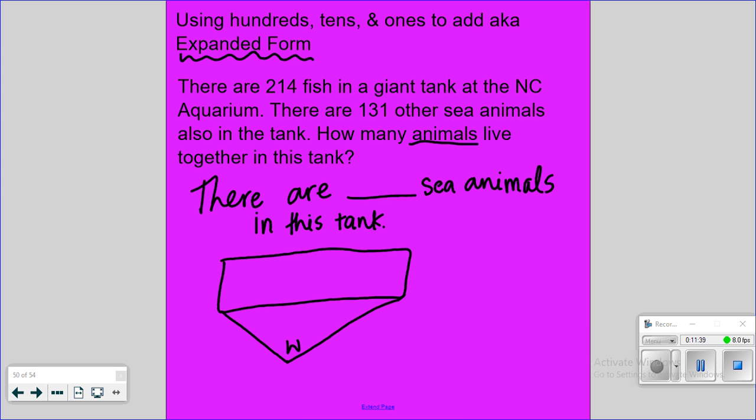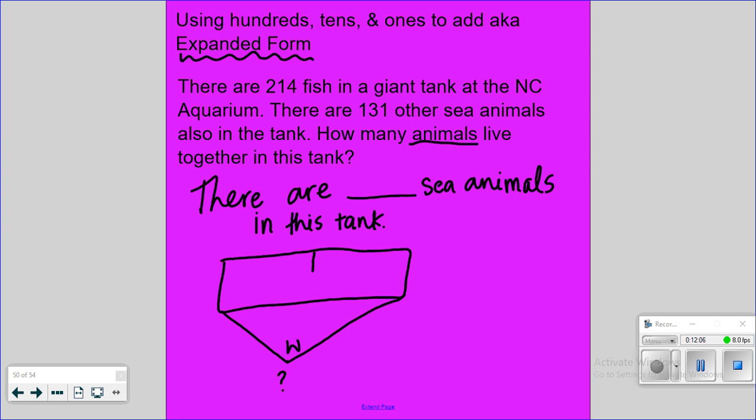Do I know the total number of sea animals in the tank? No, not yet. It doesn't tell me yet. But Bladen, I do know some things. What are some things that I know? What's one thing that I know, Bladen? That they're individuals. Sure. How many individuals am I looking at, though?